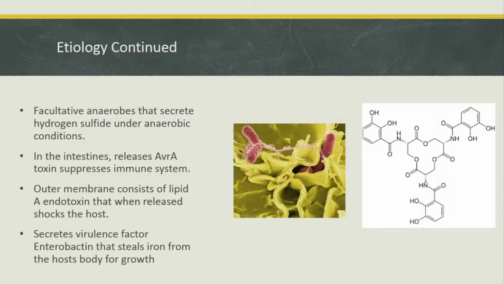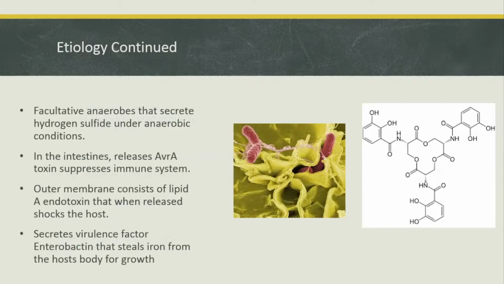Because salmonella is a gram-negative bacteria, it has an outer membrane consisting of lipopolysaccharide. In this case, the outer membrane secretes a specific lipopolysaccharide called lipid A endotoxin, which upon release shocks the host. Salmonella also releases enterobactin, which allows the bacteria to steal iron from the host body for its own growth.